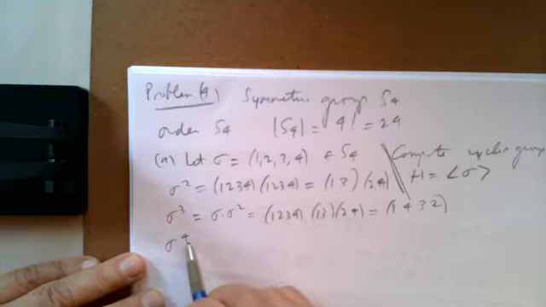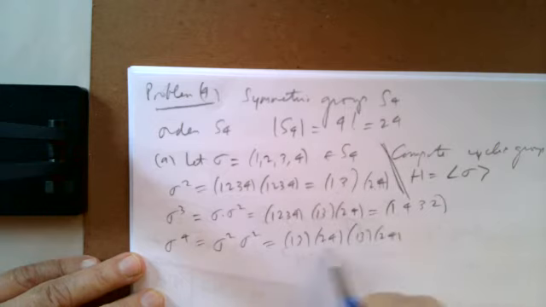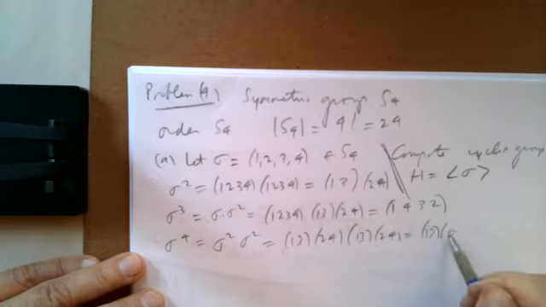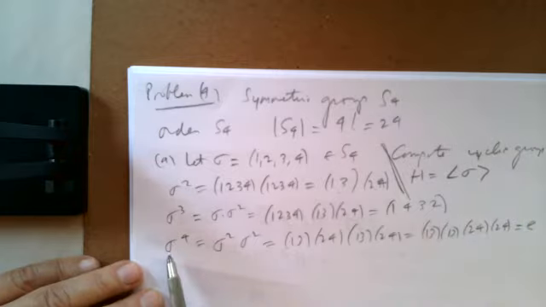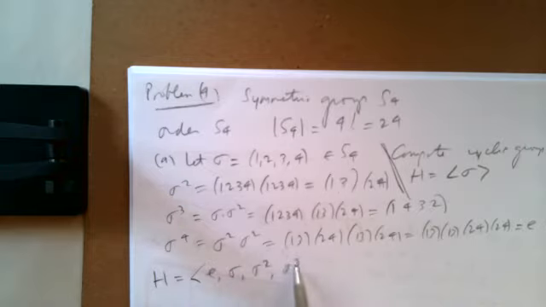And what is sigma to the 4th power? Well, let's say that's sigma squared times sigma squared. That's (1 3)(2 4), (1 3)(2 4). Disjoint cycles commute, so I can write that as (1 3)(1 3)(2 4)(2 4). That's the identity times the identity. That's the identity. So sigma to the 4th is the identity. So H is a subgroup consisting of exactly 4 permutations: E, sigma, sigma squared, and sigma cubed.